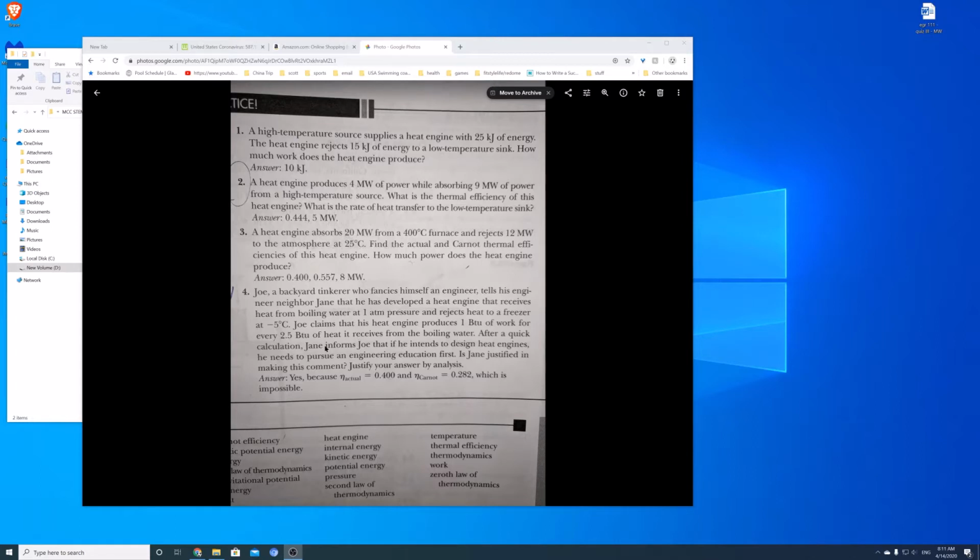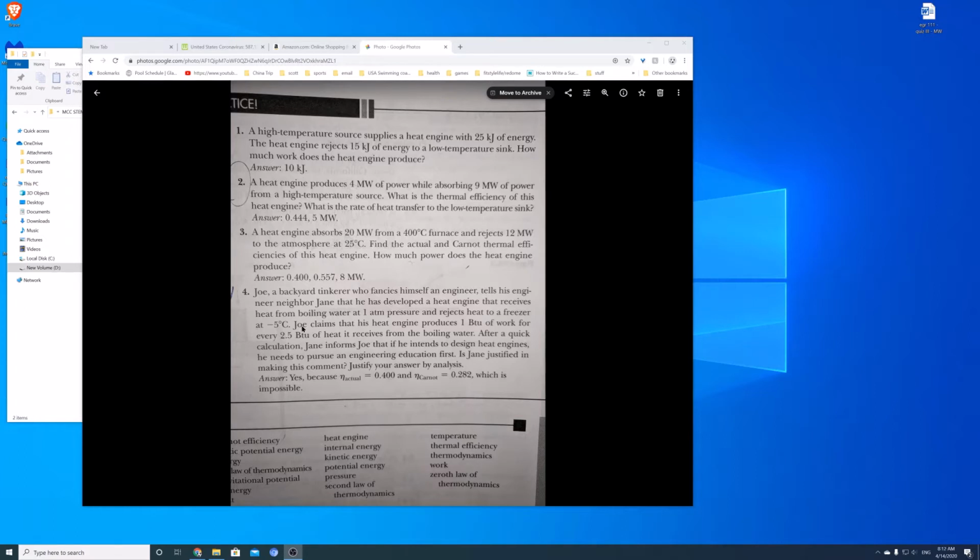Jane informs Joe that if he intends to design heat engines, he needs to pursue engineering education first. The reason, according to Jane, is that his thermal efficiency is impossible. So what we need to do for this problem is calculate the claimed thermal efficiency, and also calculate the Carnot efficiency.